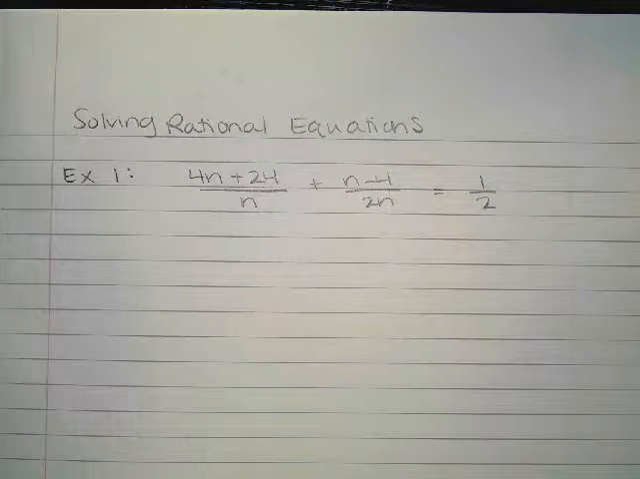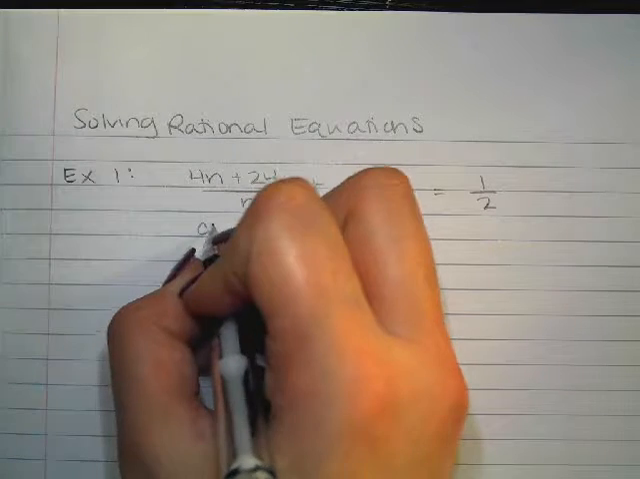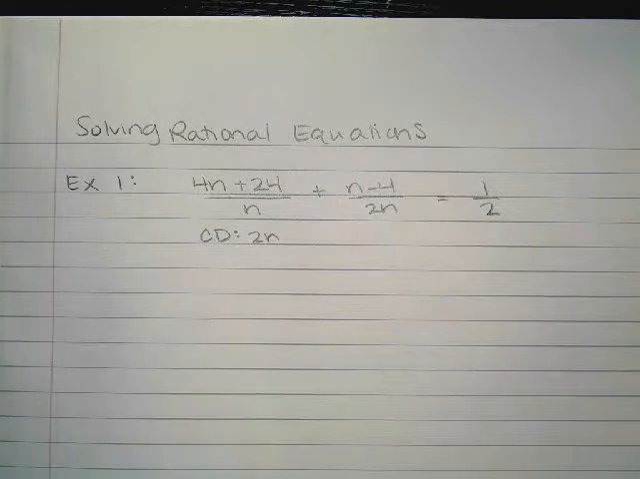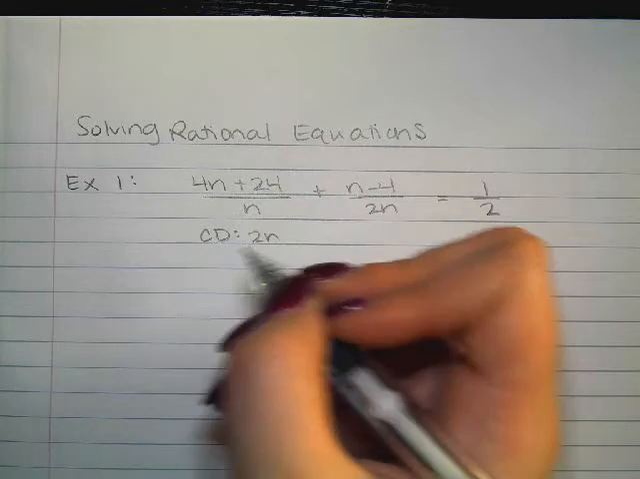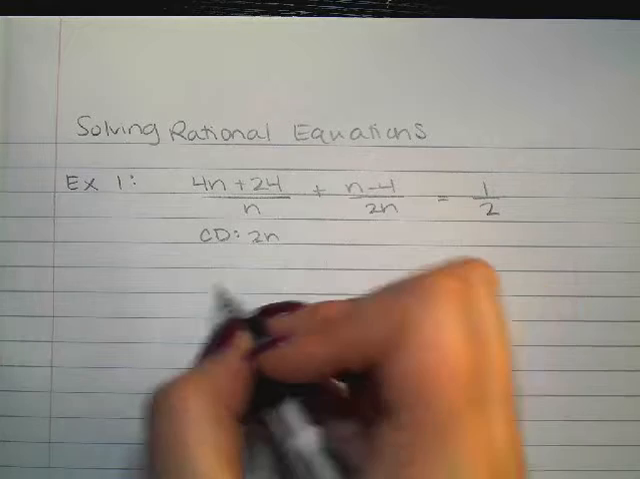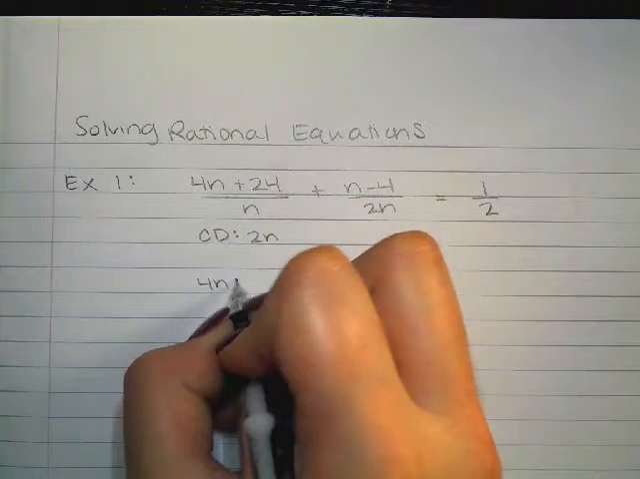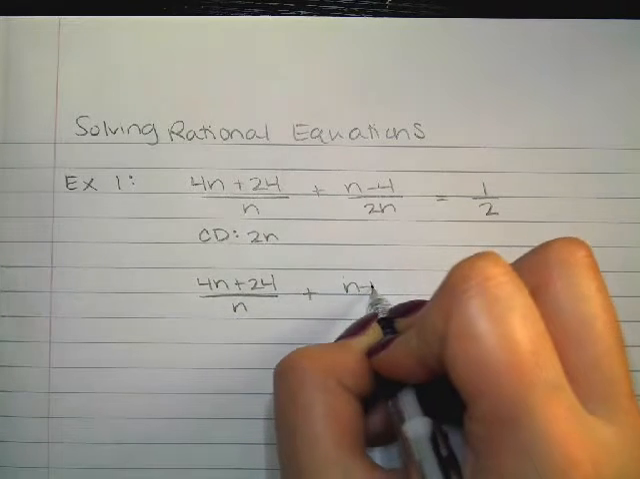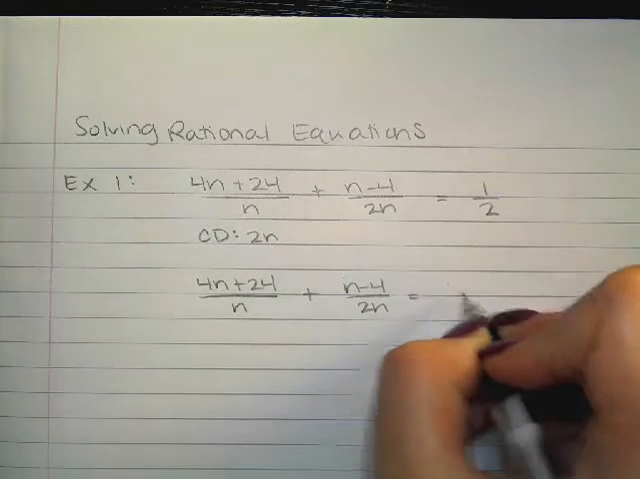So the first thing we're going to do is figure out what the common denominator is. Anyone want to share? 2n. Okay, so I'm going to say my common denominator is 2n. I'm going to write the equation again because these are my notes and I don't want to write all over the original problem and be confused later. When you're doing this for practice problems, you won't have to write it twice.